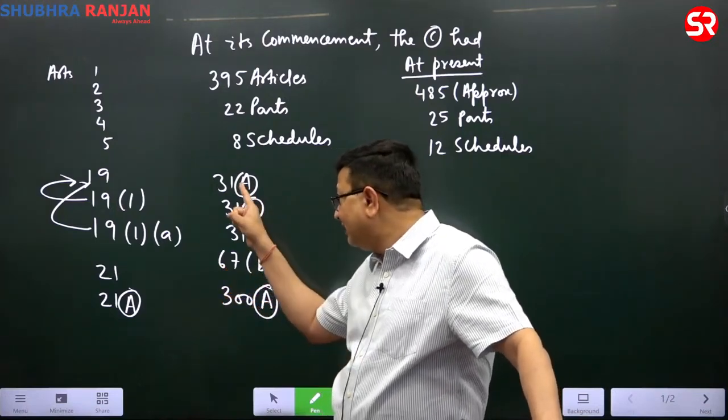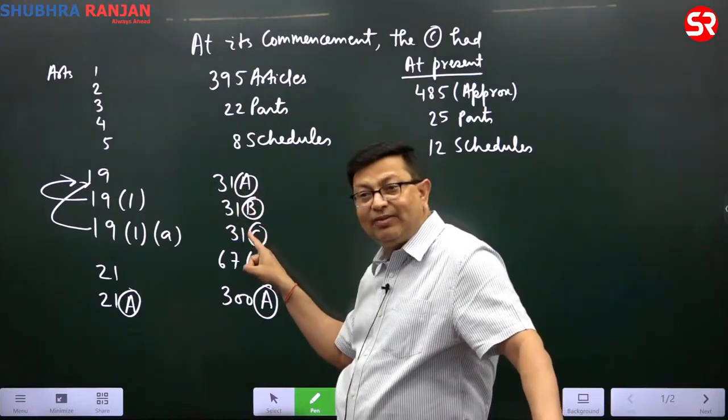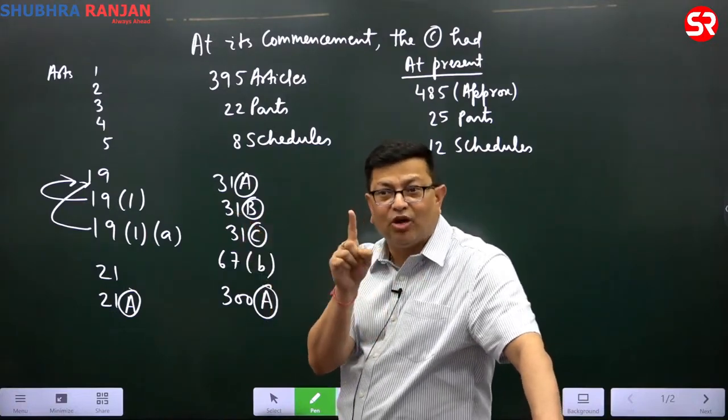When I will say Article 31A, it will be capital A. So capital A, capital B means they are separate articles, and they were added by an amendment to the Constitution.